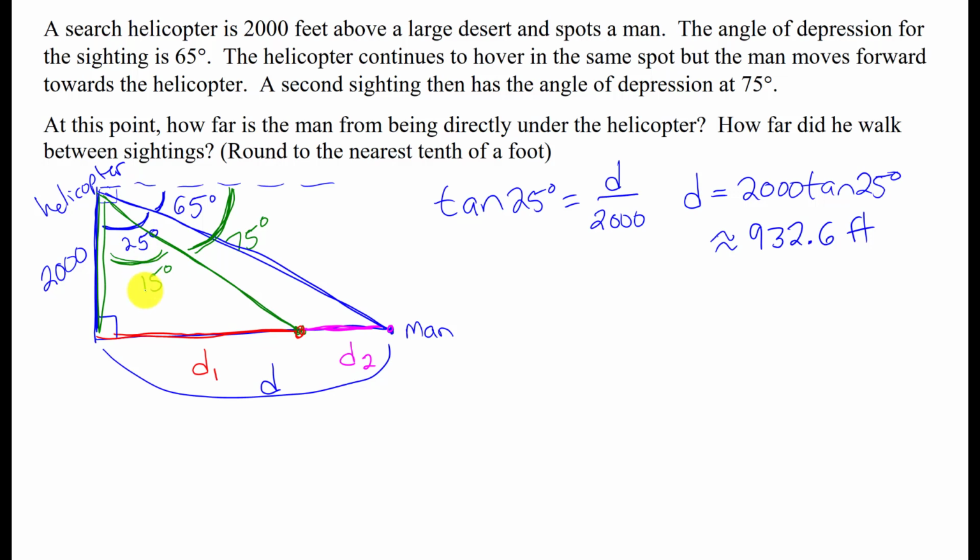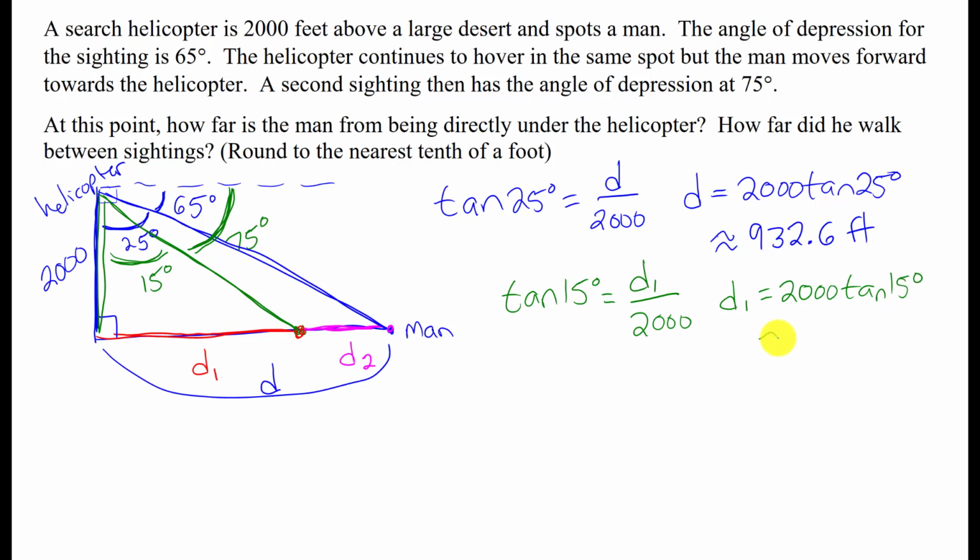So now I'm going to involve the angle 15, the side opposite it, which is D1 there in red, and the side adjacent to it, which is 2,000. So that's going to be tangent. Tangent of 15 degrees is going to equal opposite, which is D1, over adjacent, which is 2,000. I'm going to solve that for D1. D1 equals 2,000 tangent 15 degrees.